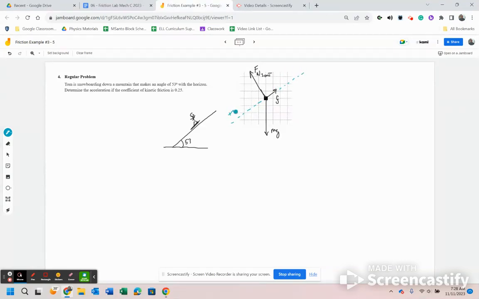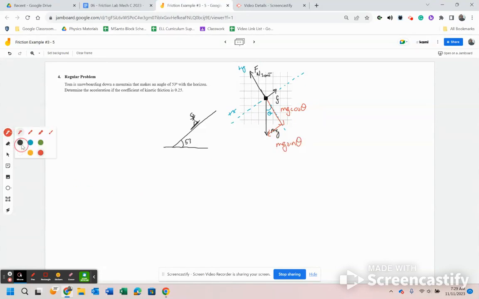So I'm going to draw in my axes. I'm going to call down the positive x direction and perpendicular to the surface, positive y. I'm going to label my angle theta. I can do my vector components now, which I will draw in red. So part of that force of the earth is going to be perpendicular to the incline, which is going to be mg cosine theta. The part that will be parallel, mg sine of theta.